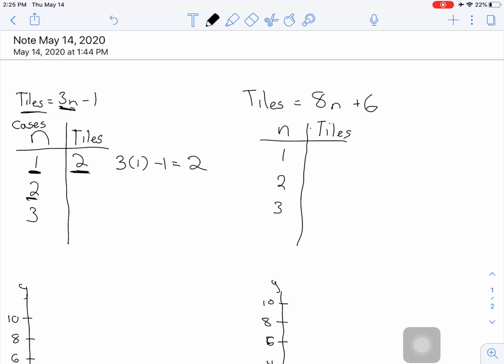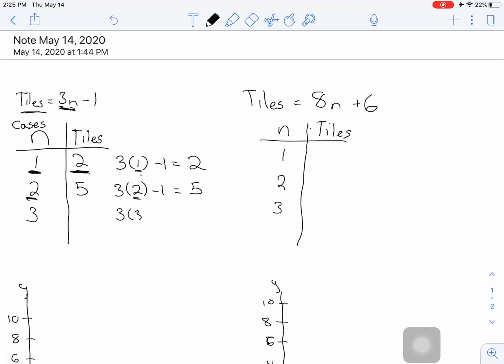So then how many tiles would case 2 have? Well, you would go 3 times 2 minus 1, which equals 3 times 2 is 6, minus 1 is 5. So now we're going to have 5 tiles in case 2. Notice how the n is changing. n was 1, now n is 2. So in this one, n is 3.